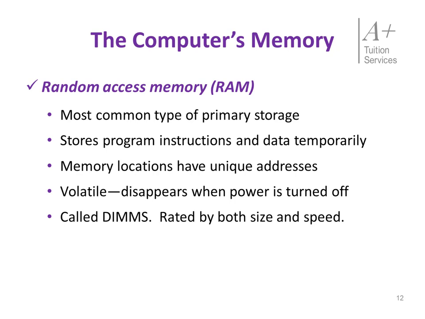It's packaged as DIMMs, rated by both size and speed. So it's the most common type of primary storage. Basically, if you work on a Word document, it will be stored temporarily. This is random access memory, and we use it every day in our computer.